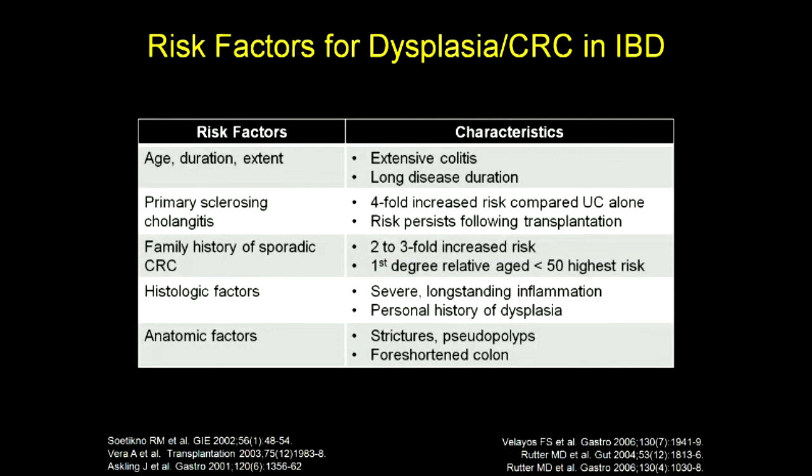Histologic factors, so the severity of the inflammation: long-standing, very severe disease increases your risk further. And then anatomic factors like strictures, pseudopolyps, and a foreshortened colon, which are also just markers of bad disease that's been there for a long time. So I tell patients, I can't make it go to 0, but we can treat your colitis as aggressively as we can to get rid of the inflammation, and do it as quickly as possible, to help mitigate that risk as much as we possibly can.